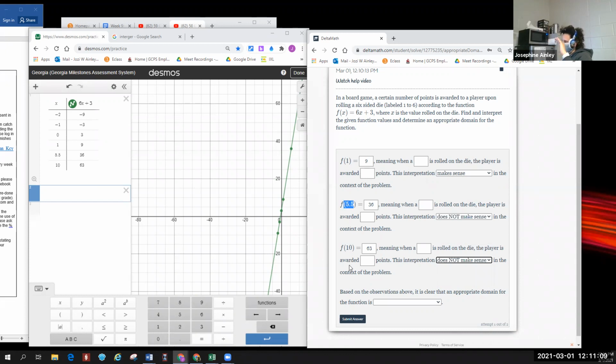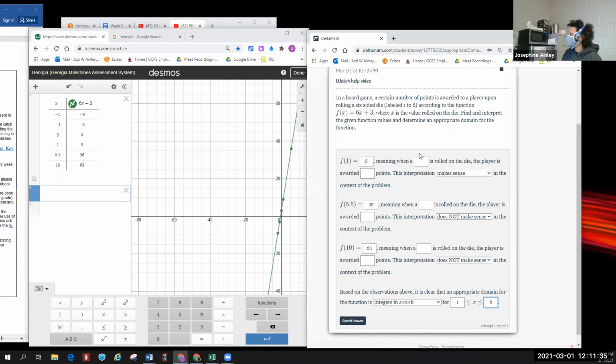Now looking at my domain, what numbers can I expect to have? Can I have 0? No. So I can only have the numbers 1, 2, 3, 4, 5, 6. So I can have integers, but they have to be between 1 and 6. So you click on 1 and 6. And what is that? Between 1 and 6.